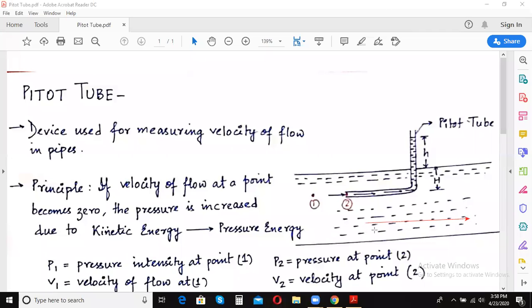But contrary to this direction, what is done? The pitot tube has been bent at a right angle, and it has been inserted in a direction opposite to the flow. So this is your direction of flow, but the tube has been inserted opposite to the direction of flow. Now what will happen?